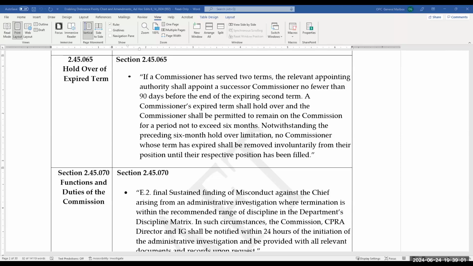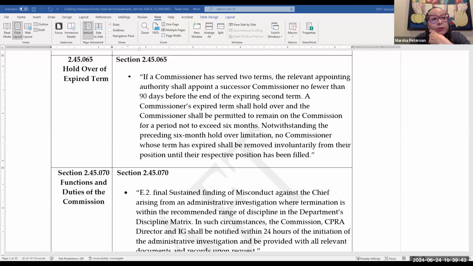Why don't we stipulate that in the event that a person's first term has expired, and no successor has been chosen, and the vacancy would result in the lack of a quorum, that the commissioner can remain seated until either that person reapplies for a second term or a successor is named. Perfect. Thank you, Ms. Gunaj, because that's exactly the situation.